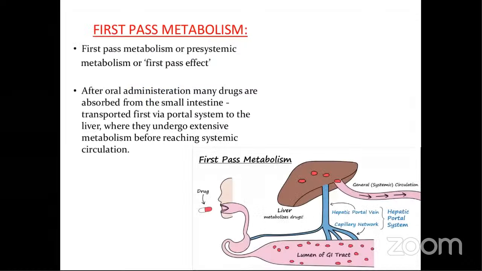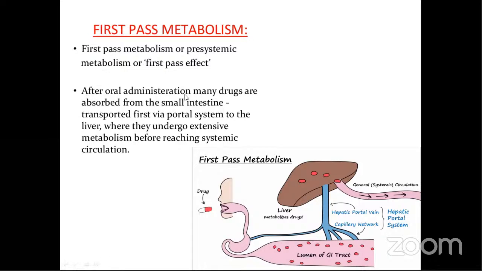I told you already about first pass metabolism. First pass metabolism is otherwise called pre-systemic metabolism or first pass effect. Pre-systemic, because the systemic circulation means blood circulation. So after metabolism in the liver, they come to the blood circulation. Before reaching the liver, when you are administering the drug through oral routes, some of the drugs are metabolized in your small intestine.